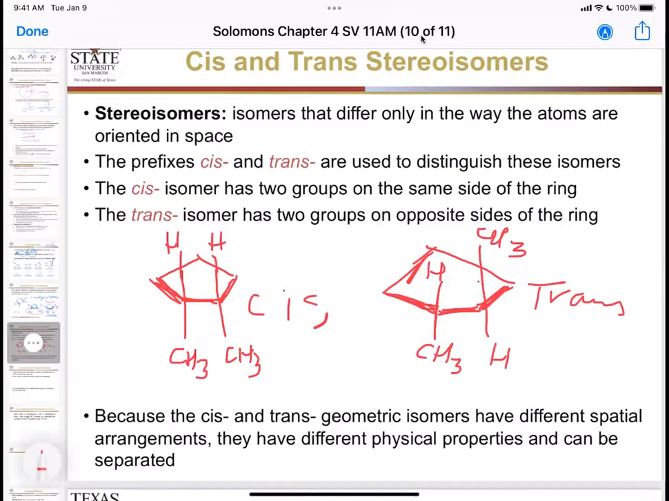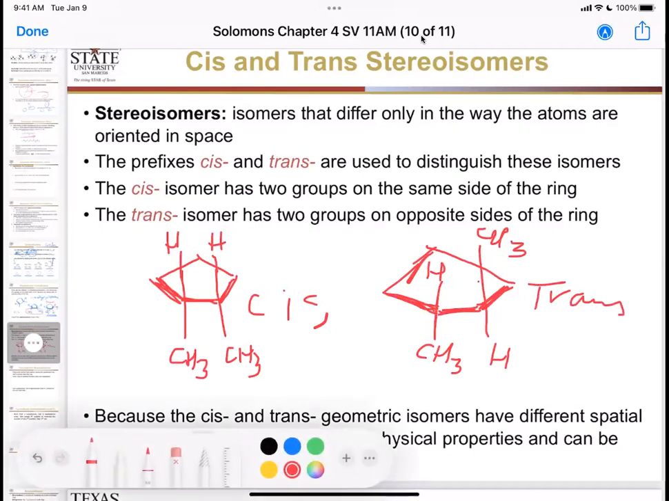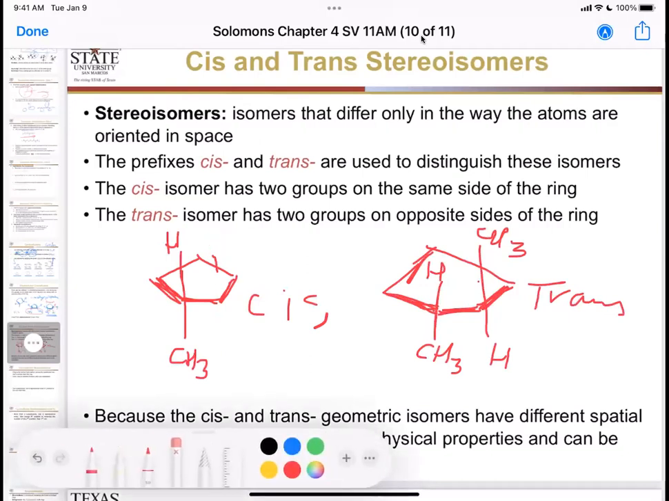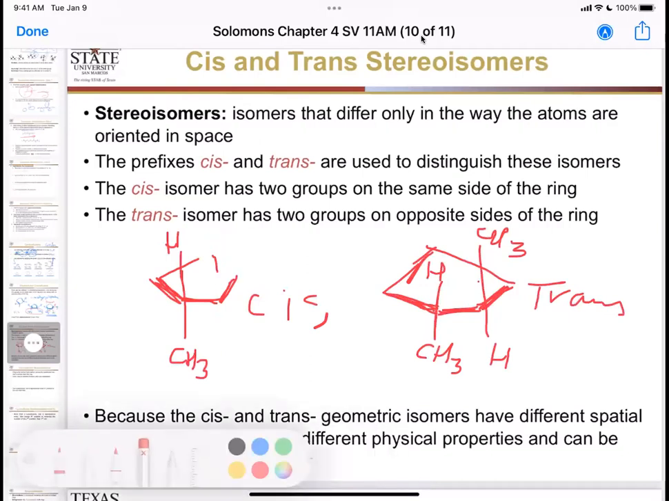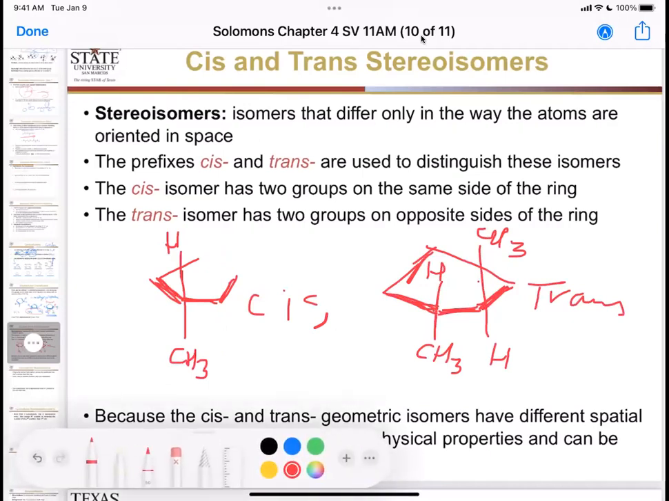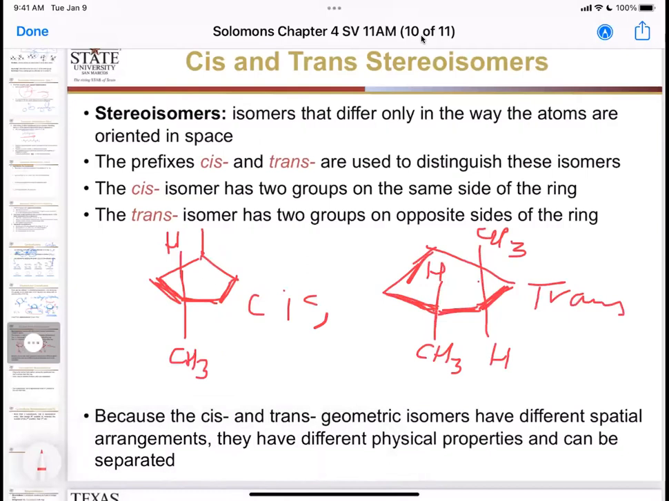That's where this kind of drawing system works really well for us, because let's say instead of being right next to each other, we had that methyl group way over here. It'd be really hard to figure out which side it was on unless we drew it in this perspective. CH3.